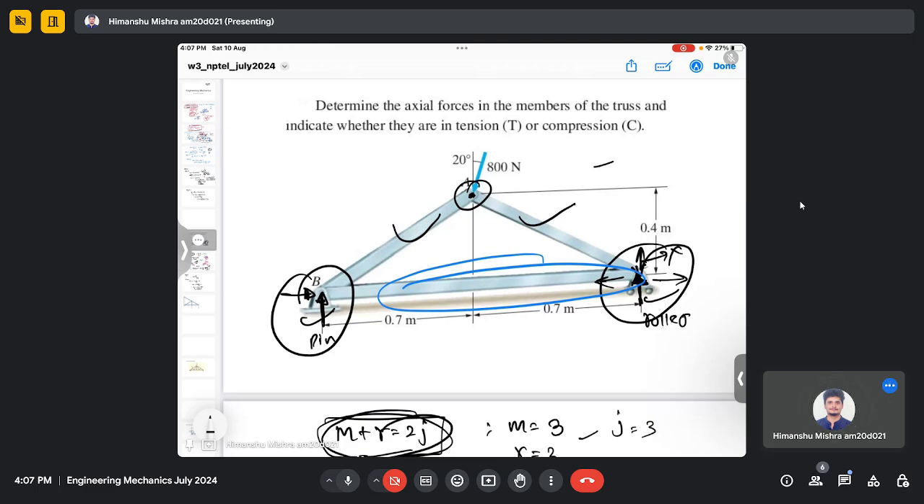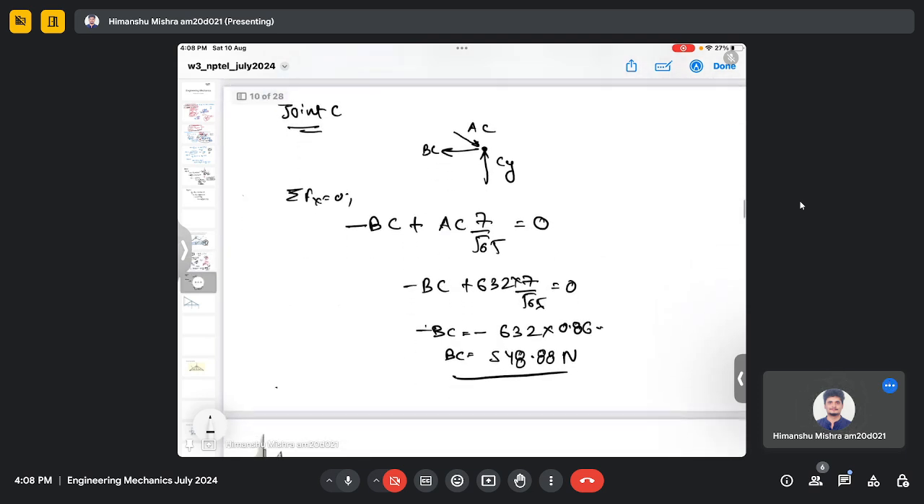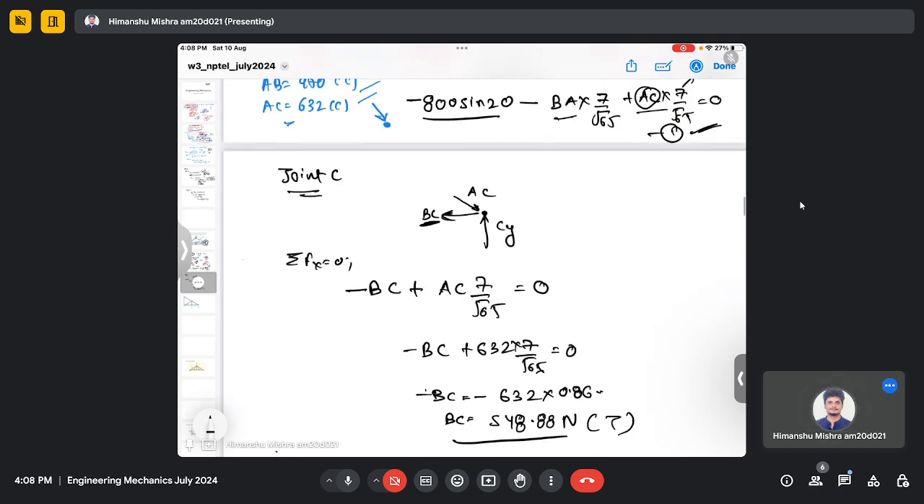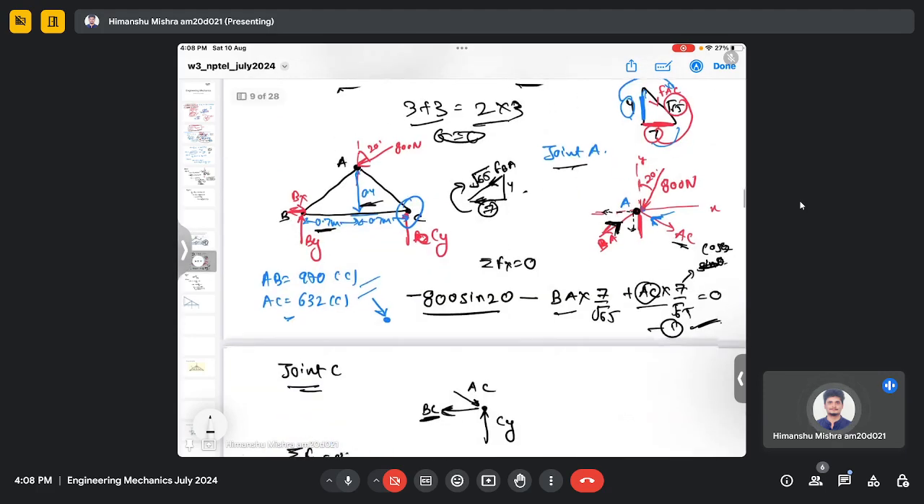Then we considered joint C and calculated the force in this bar as well and assigned its direction. You can see that it's a positive 548, which means the assumed direction of BC is correct, and it is going away from the joint, which means it is tensile. So the force in this member is compressive, and the force in this member is tensile in nature. Okay, so any doubt until now?